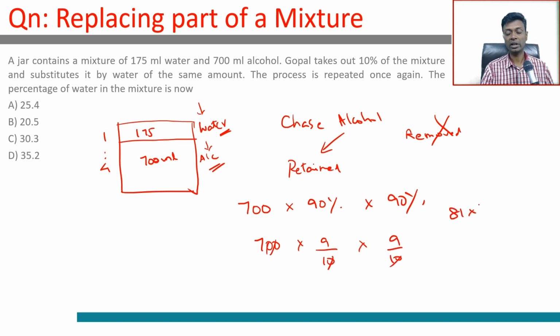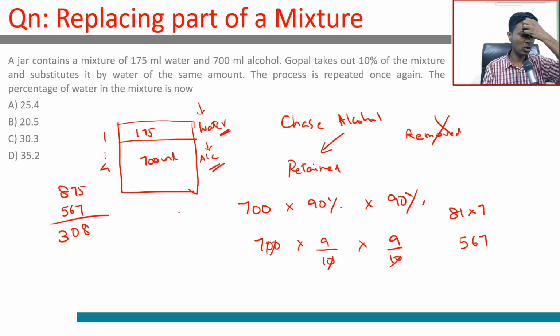Or 81 into 7, 7 8s are 56, 567. We totally have 875 ml overall mixture. Of this, 567 is alcohol. Remaining: 15 minus 7 is 8, 6 minus 6 is 0, 8 minus 5 is 3. 308. Total of 308 should be water. The remaining should be water.